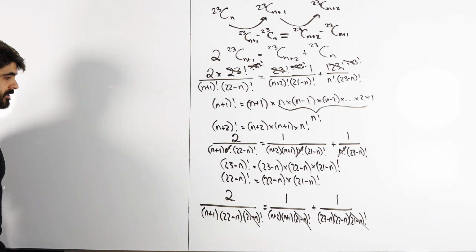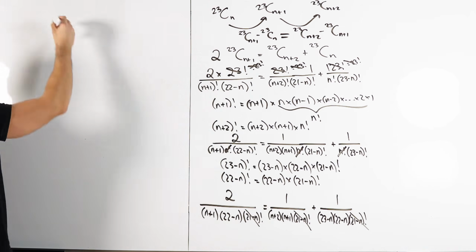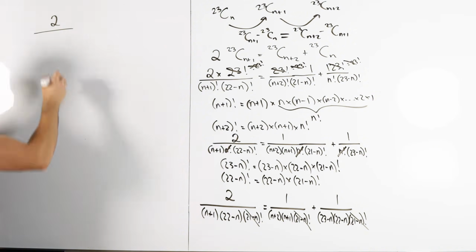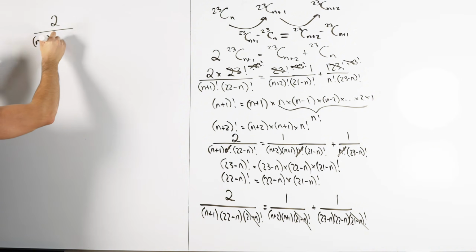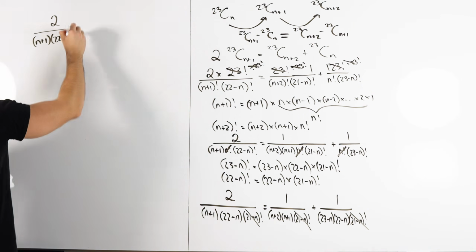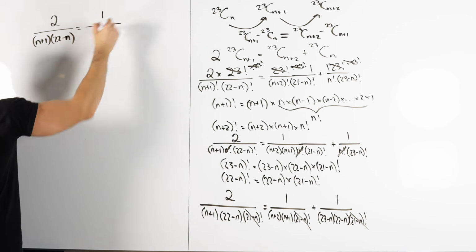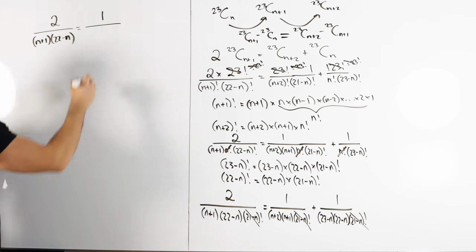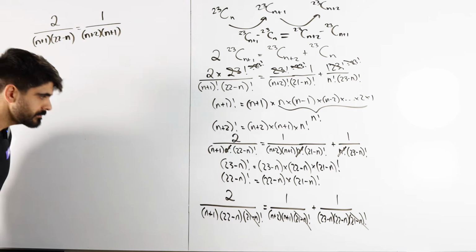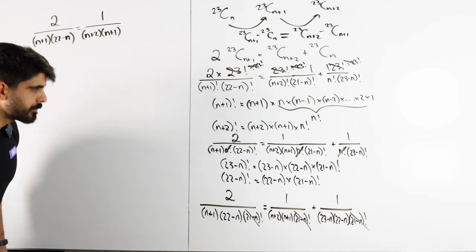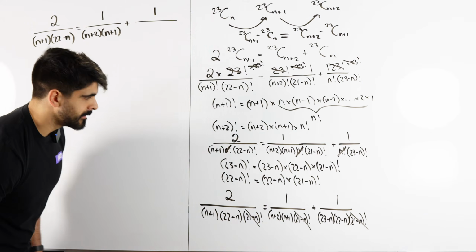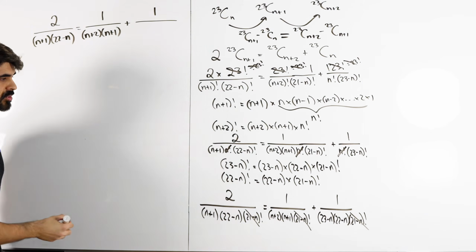And we have 2 over (n + 1)(22 − n) equals 1 over (n + 2)(n + 1), plus 1 over (23 − n)(22 − n).